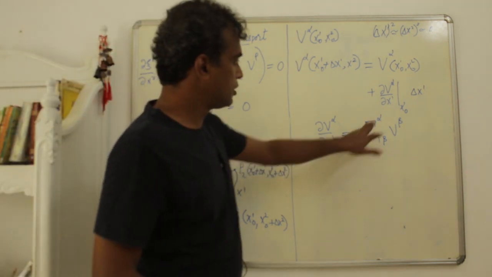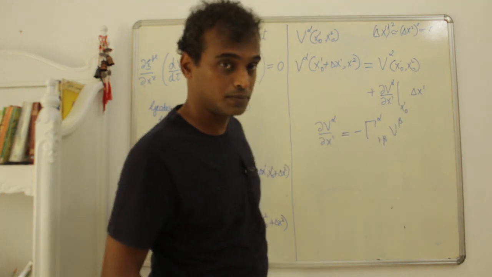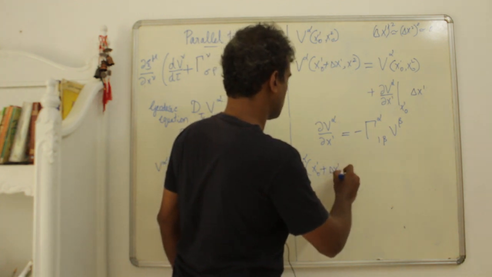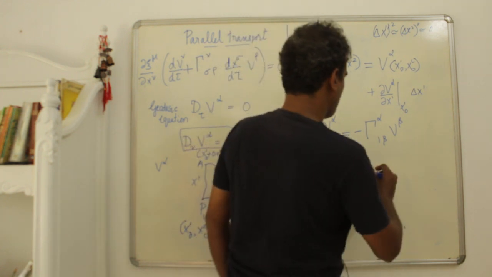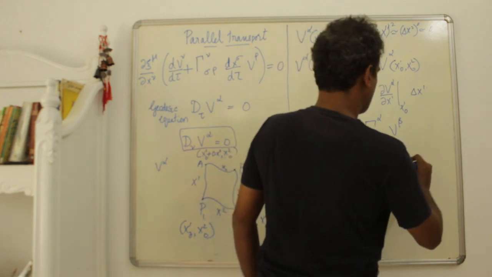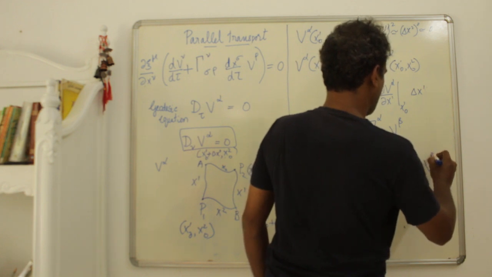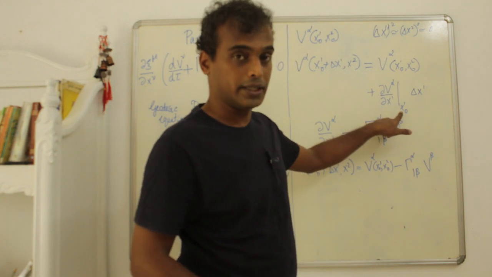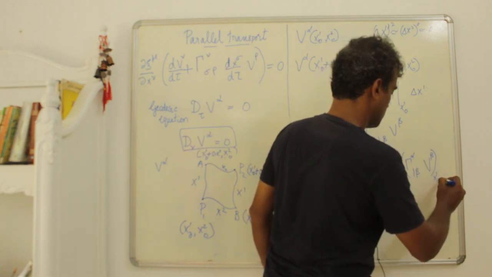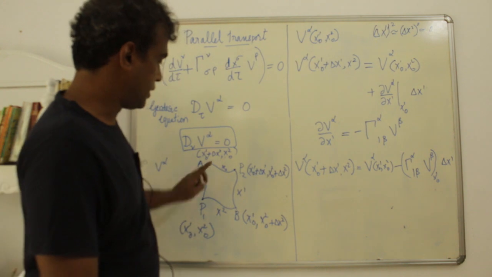So I could use this form for the value of the derivative at point x10 and write v alpha at x10 plus delta x1, x2 as v alpha at x10, x20 minus gamma alpha 1 beta times v beta, all evaluated at the point with coordinate x10, x20, which is the point P, by the way. So let me write it inside a bracket, times delta x1. So that is the form of the vector at point A.